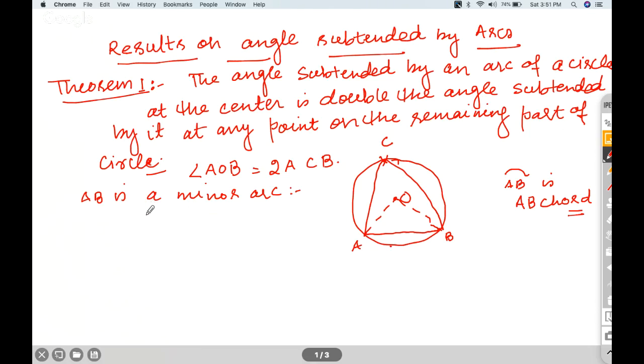So what I do is, now you look at here, I am drawing a line passing through CO, which crosses the circle somewhere here. This I'm saying D.